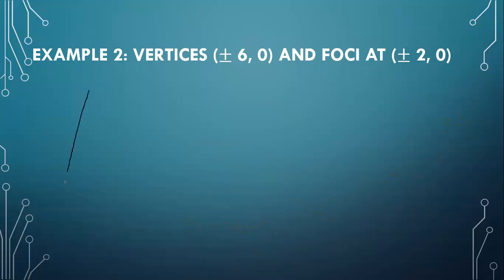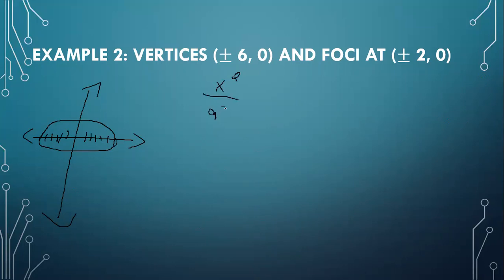Example number 2, we have positive and negative 6, 0. We have our x, which is 6. 1, 2, 3, 4, 5, 6. So our ellipse is in horizontal form. The longer axis is in x, meaning our A, or our vertex, is under x, plus y squared over b squared equals 1.